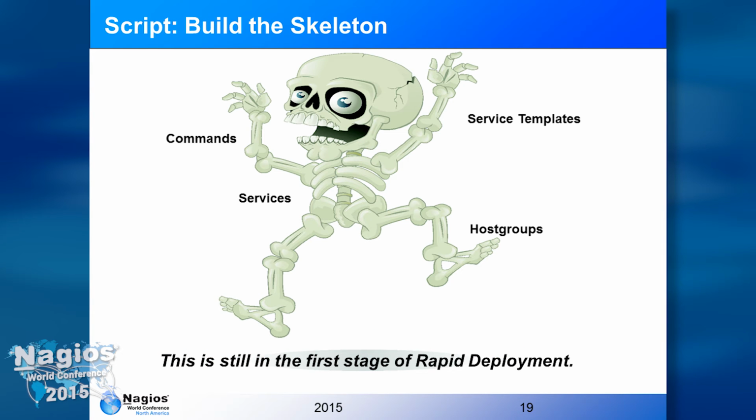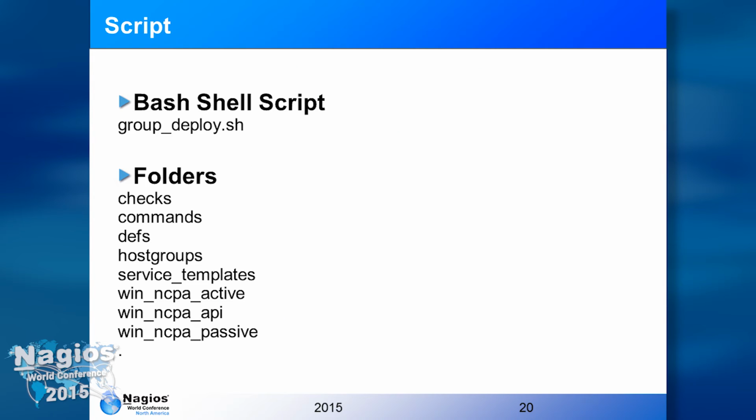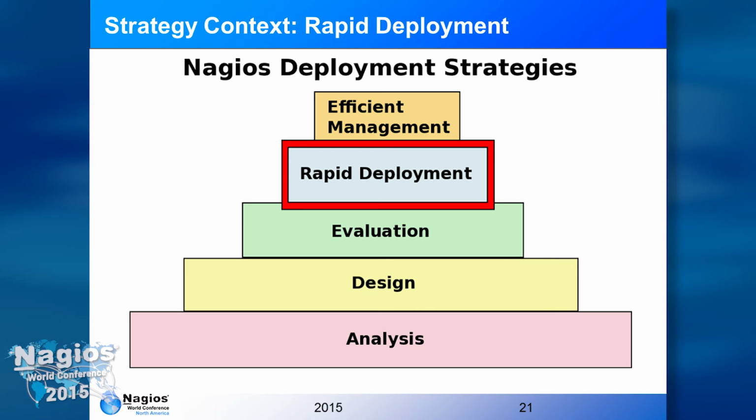So the skeleton is this group deployment of service checks with the commands, the service templates, and the host groups. This is all a part of rapid deployment. So there's the script. These are just some basic directories that it has so that you can add things for checks, commands, definitions, host groups, et cetera. So this is a part of the rapid deployment strategy. This is a way that you can get things rolling quickly.